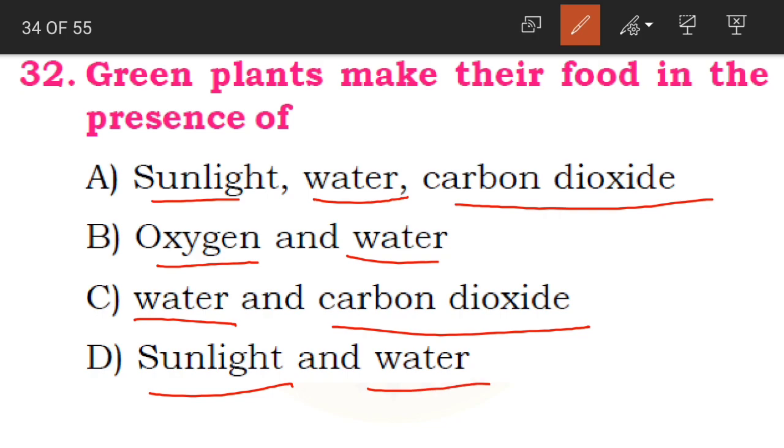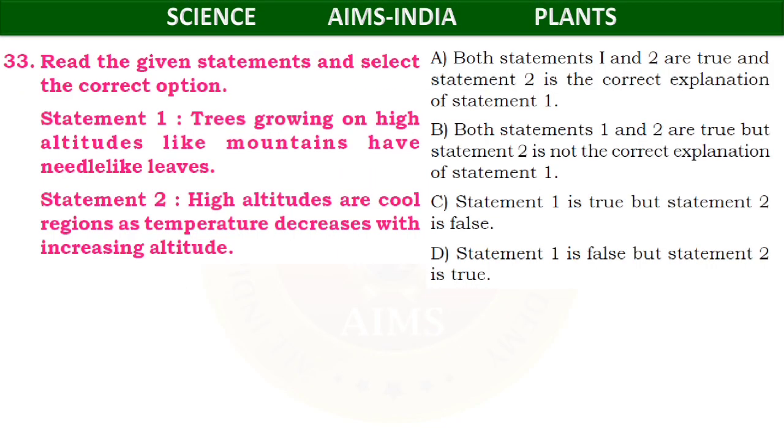So what will be the correct answer? Yes, it is A option, that is sunlight, water and carbon dioxide. So when these three are present, the process of photosynthesis takes place, so the green plants can make their food. Clear children? Now we'll go with the statement 1: trees growing on high altitudes like mountains have needle-like leaves.